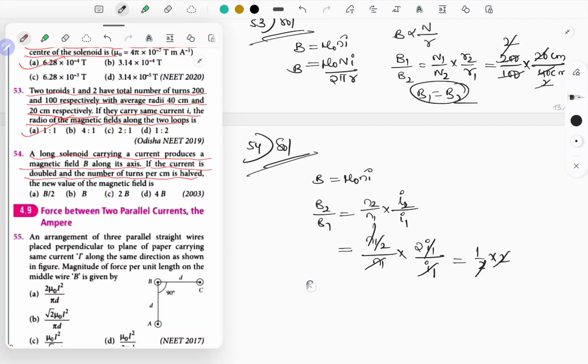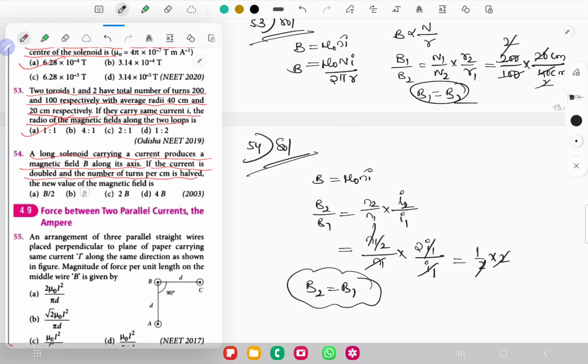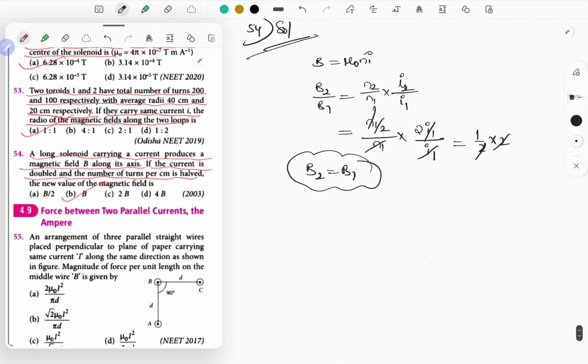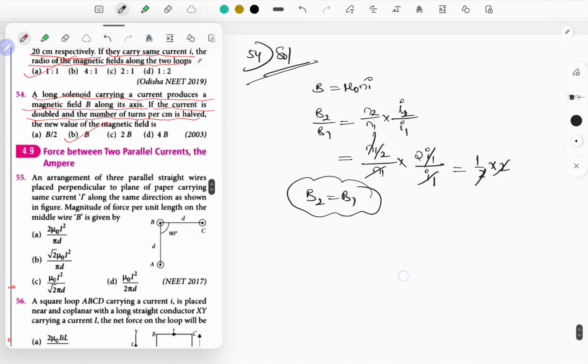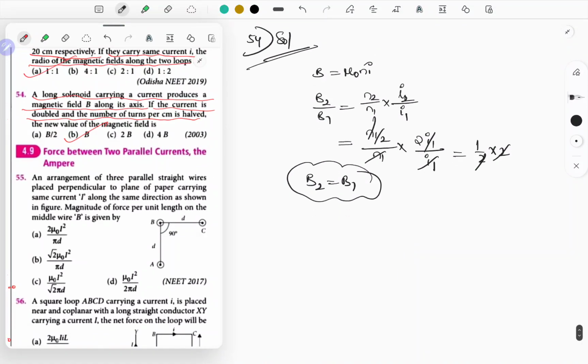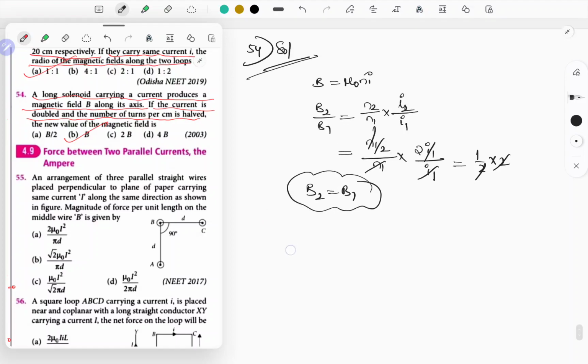This is also cancelled. B2 is equal to B1 itself. So the magnetic field remains the same. That is B, the answer. Okay. So these are the 3 questions based on solenoid and toroid. Let's move on to the next topic, that is force between two parallel currents, Ampere.